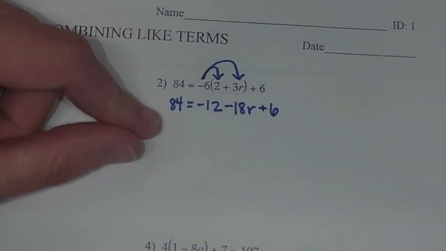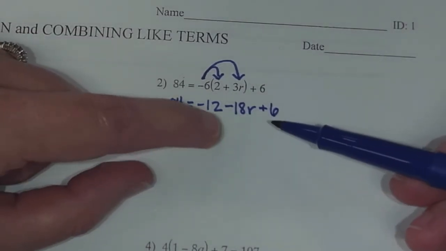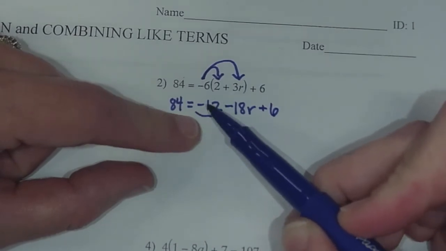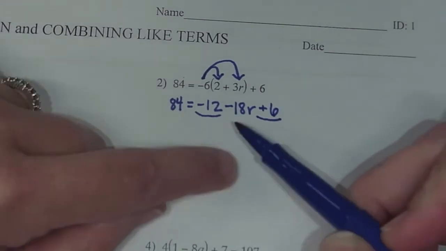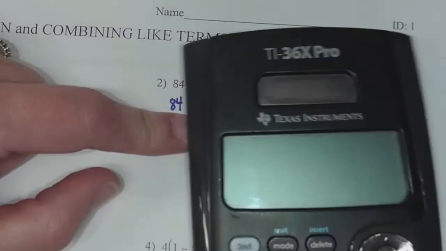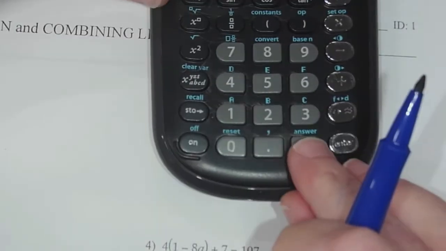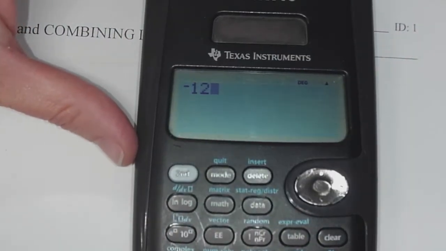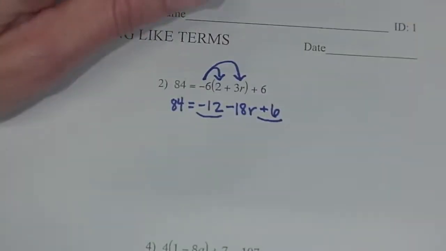We're getting a little simpler here, but we still need to simplify more. It looks like over here we have some like terms. You see these regular old numbers? You can call them constants. We've got a negative 12 and a positive 6, so I need to combine those by going negative 12 plus 6. I'm going to use my negative button down here. Make sure you use the negative, not the minus, if you're using this kind of calculator anyways. Others might work differently. Negative 12 plus 6 gives me negative 6.